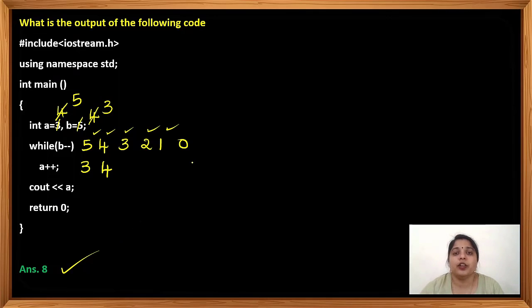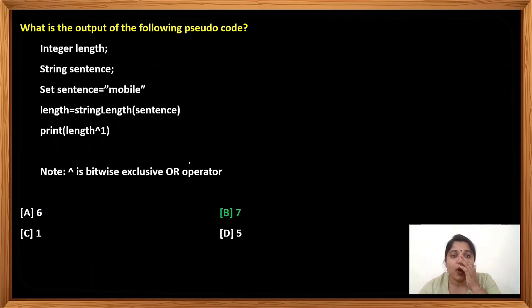Let's look into another question. Next question is, what is the output of the following pseudocode? This is not an actual code, it is a pseudocode. In this pseudocode, there is a string sentence and an integer length, and inside the sentence a word mobile is given. The length is found out: length is equal to string length of sentence, which means 1, 2, 3, 4, 5, 6. So length is equal to 6.